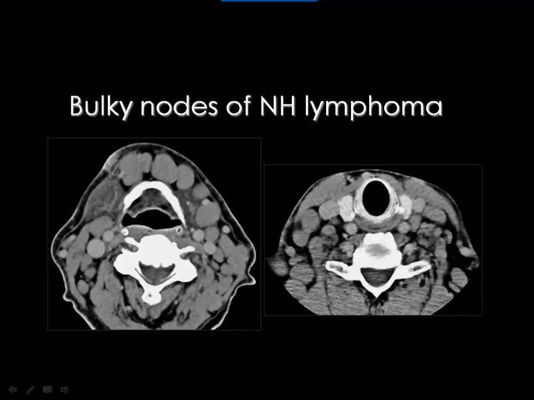And here, the nodes are more bulky. They are also discrete, but they are bulky and homogeneously enhanced, with no areas of calcification or breakdown, anything of lymphoma.